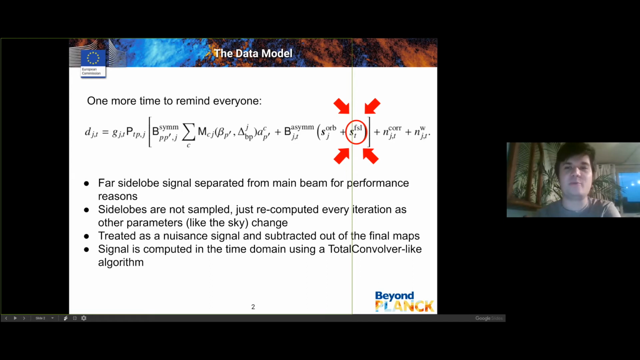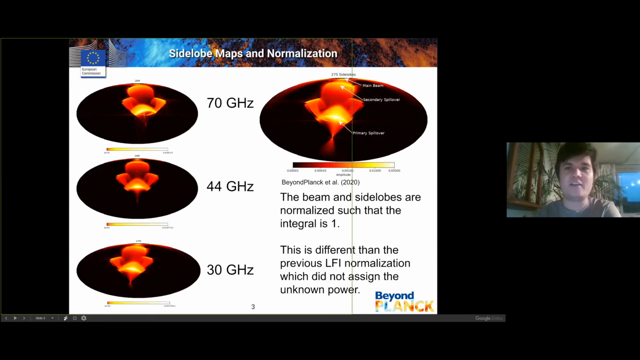The signal that we actually subtract is computed in the time domain using an algorithm very similar to totalconvolver or libconviqt, if people are familiar with that, which was used on Planck. And for right now, as I said, we're not actually sampling any of the terms in this sidelobe model. So what we're doing is we're treating the input sidelobe models as the truth, and we are not varying them yet. So what do these sidelobe models look like?